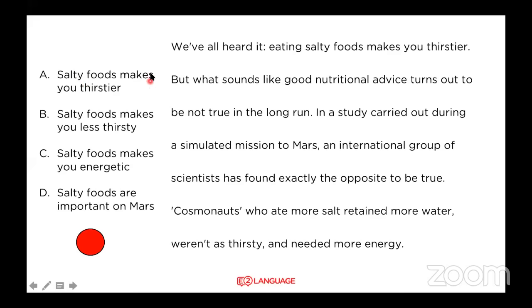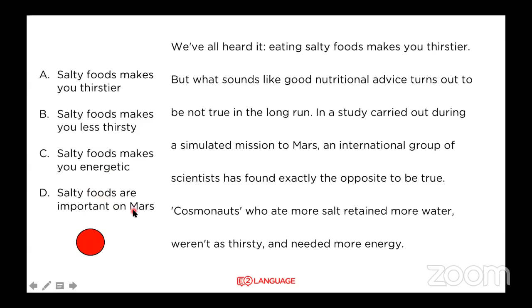Salty foods make you thirstier. Sorry, my grammatical mistake there. Salty foods make you thirstier. Again, my grammatical mistake. Salty foods make you less thirsty. Okay, one: salty foods make you thirstier, more thirsty, or less thirsty. Salty foods make you energetic.